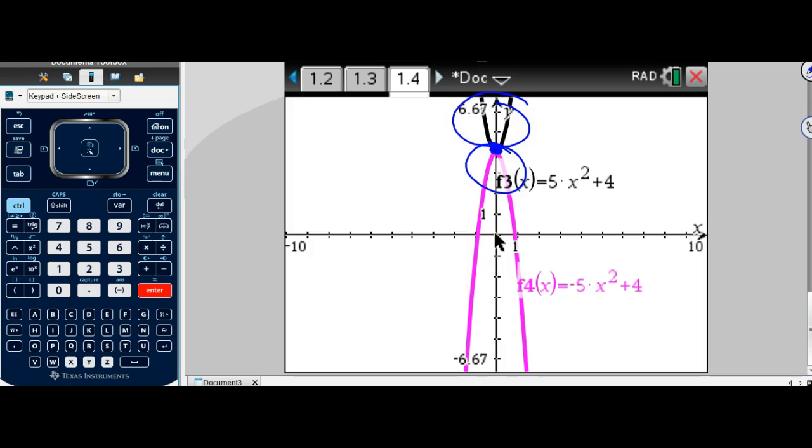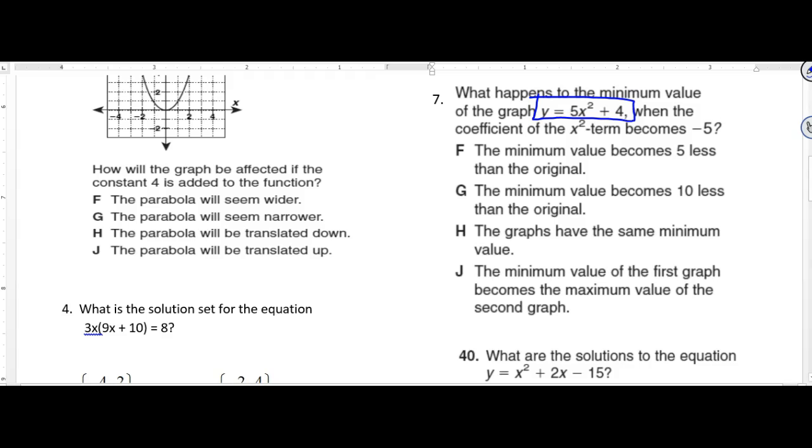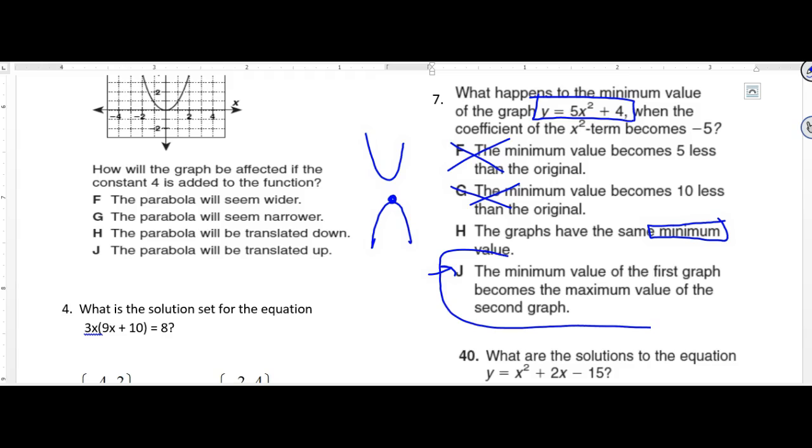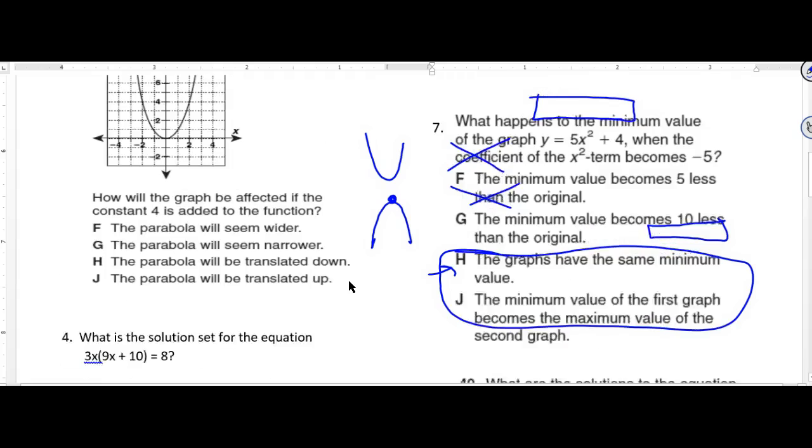So if I look at my answer choices, the minimum value does not become 5 less. It doesn't move. The minimum value is not 10 less. The graphs have the same minimum. Well, they are the same point, but since the parabola flips, it's actually the maximum now. So J is looking good. The minimum value of the first graph becomes the maximum value of the second graph. There's our answer. Number 40.